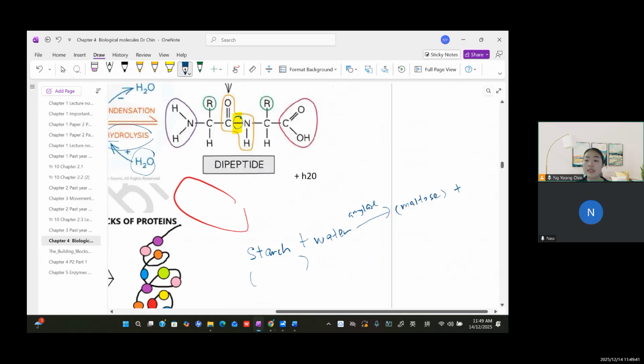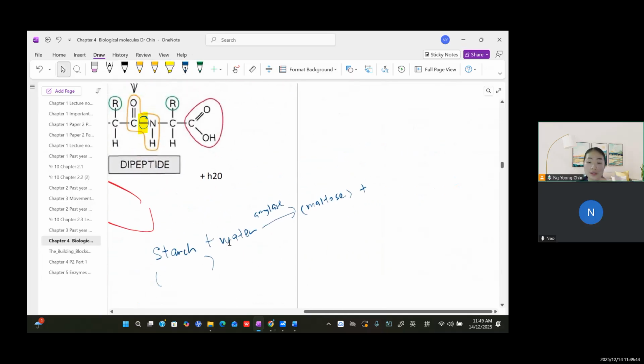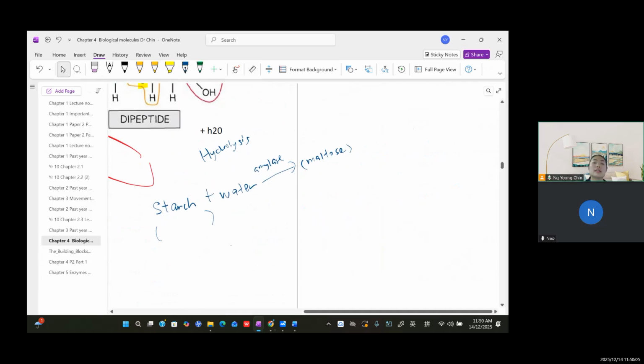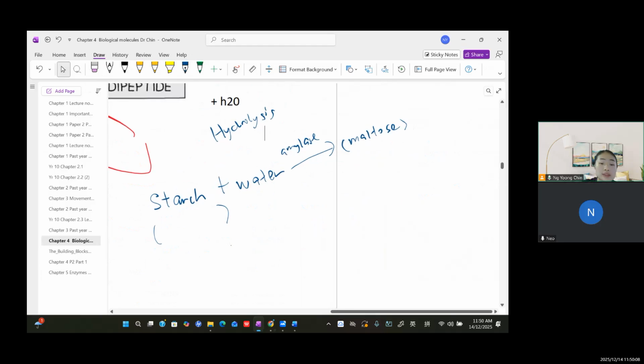So that's why the starch, plus water, and then broken down by amylase, becomes maltose. So this process we call hydrolysis, because you are actually using water to break down the molecule. Same with the proteins. Every time food particles undergo the digestion process, they require the addition of water because they need the water to break down their bonds. So protein plus water.